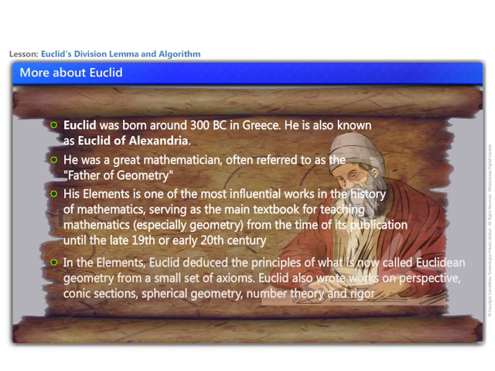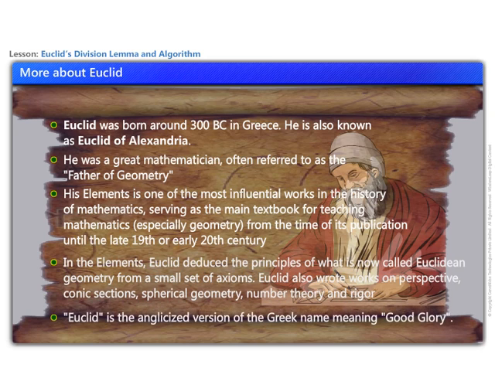In the Elements, Euclid deduced the principles of what is now called Euclidean geometry from a small set of axioms. Euclid also wrote works on perspective, conic sections, spherical geometry, number theory, and rigor. Euclid is the anglicized version of the Greek name meaning good glory.